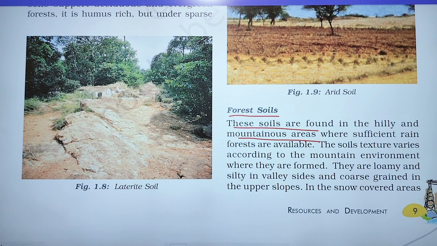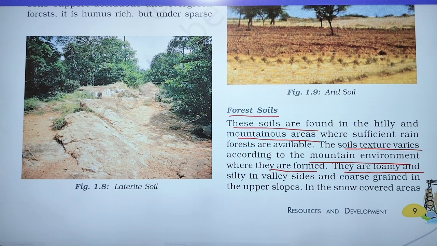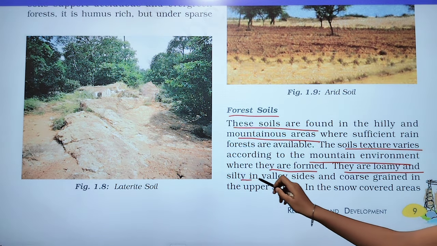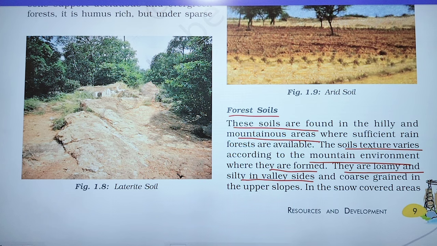The soil texture varies according to the mountain environment where these soils are found. They are loamy and silty in valley sides and coarse granite in the upper slopes.